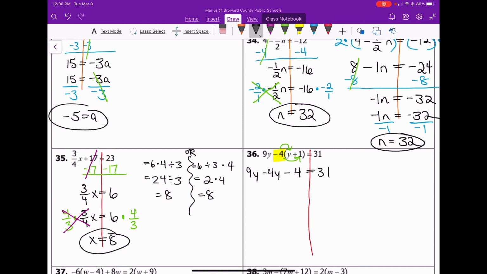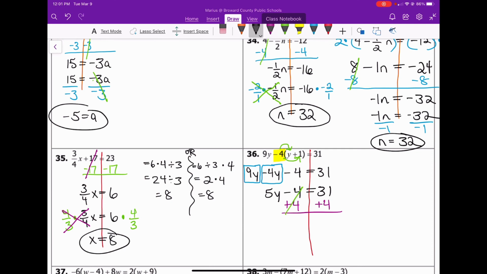At this point, we're going to combine like terms. Our like terms are positive 9y and negative 4y. Those are different signs, so different signs mean to subtract and keep the sign of the larger number. The larger number is 9 and it's positive. So when we subtract, we'll get positive 5y minus 4 equals 31. Now we continue, and we're going to add 4 to both sides. The reason we're adding 4 is because it's a negative, and in order to move negatives, we have to add them.